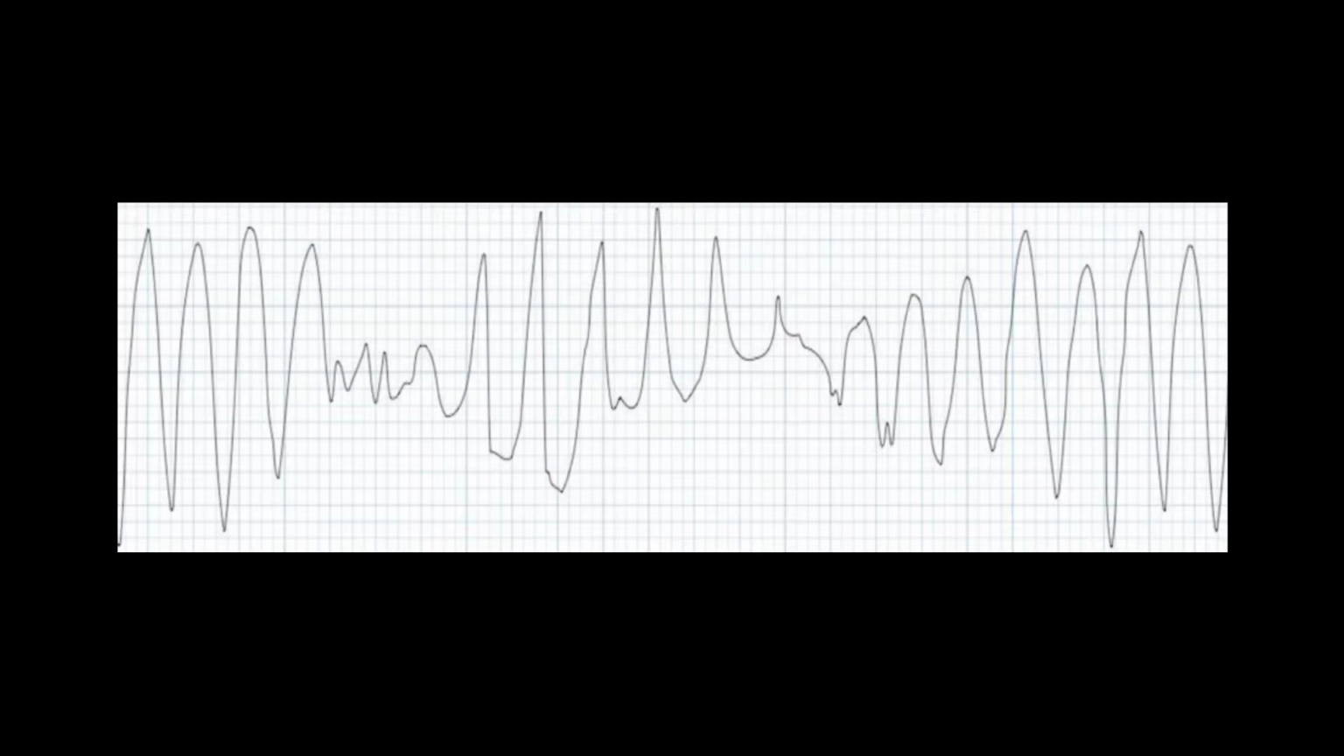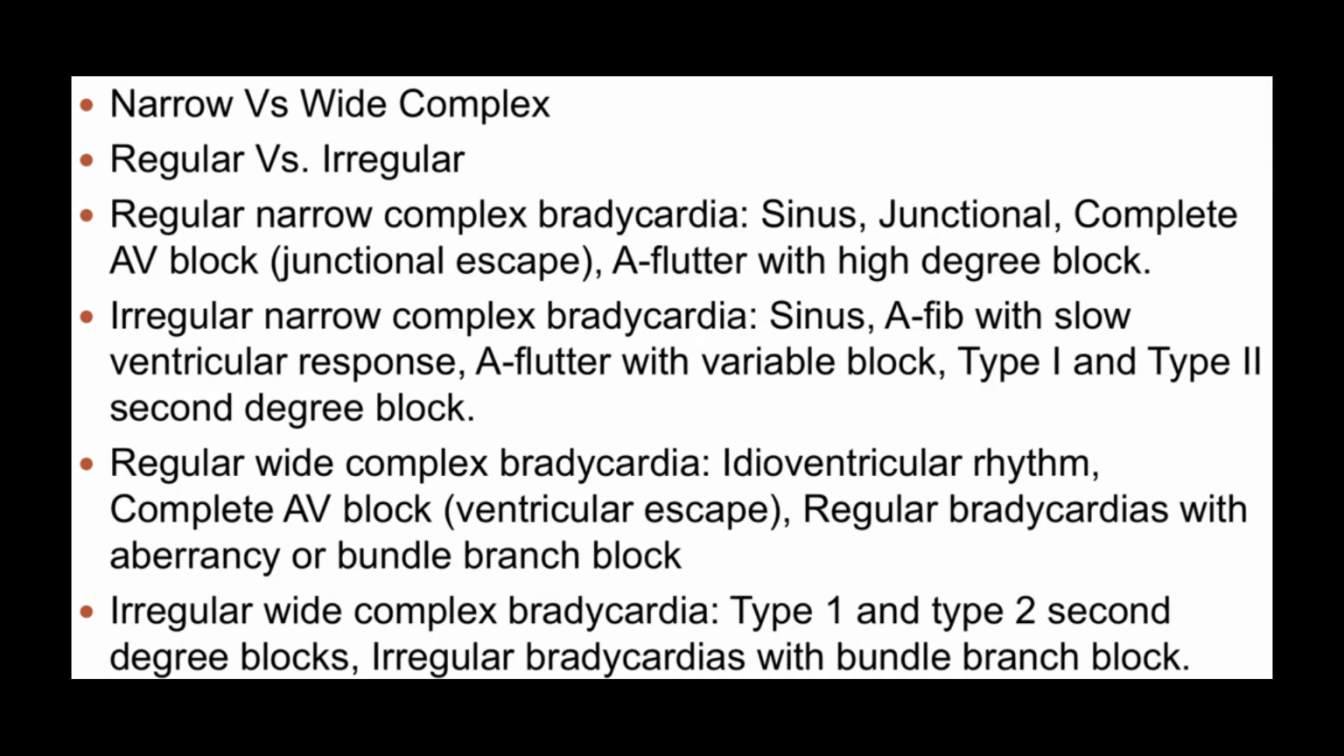So now we'll look at bradycardia. Again, is this narrow or wide complex? Is it regular or irregular bradycardia? Now, for example, regular narrow complex bradycardia, this could just be sinus. It could be junctional. It could be complete AV block, or also called a junctional escape rhythm. It could also be atrial flutter with a high degree block.